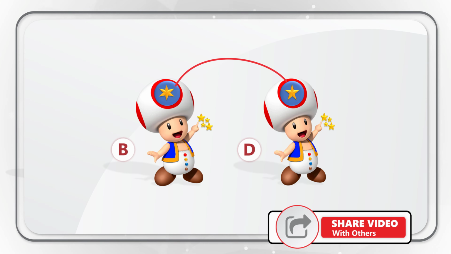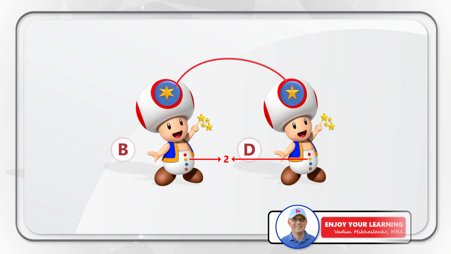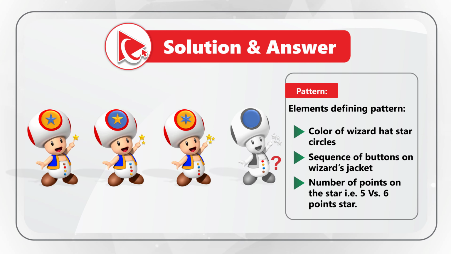They have blue circles on the wizard's head, as well as a yellow button in the second position. So as you might have guessed, there's a third element which defines the pattern. And this element is the number of points on the star. We have 2 types of stars here, 5-point stars, pentagrams, and hexagrams, which are 6-point stars.